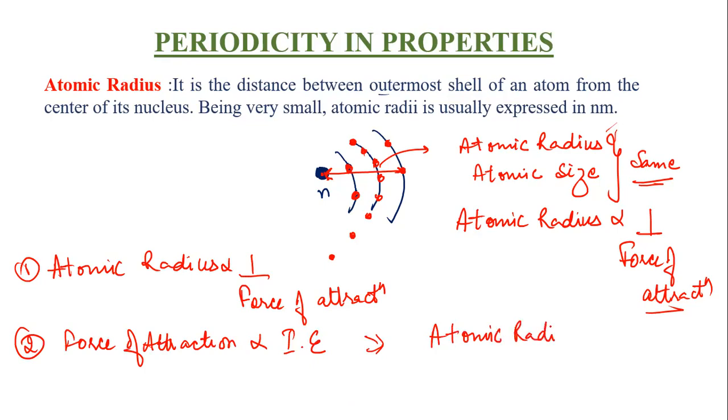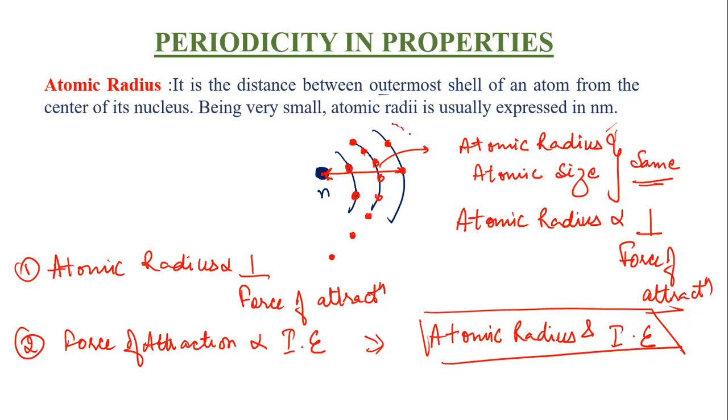Now, can you tell me what is the relationship between atomic radius and ionization energy? As the atomic radius increases, does the force of attraction decrease? Yes, as the atomic radius increases, force of attraction will decrease. Because if this is a fourth shell, the electron is there, so the force of attraction between this electron and the nucleus is a little bit less.